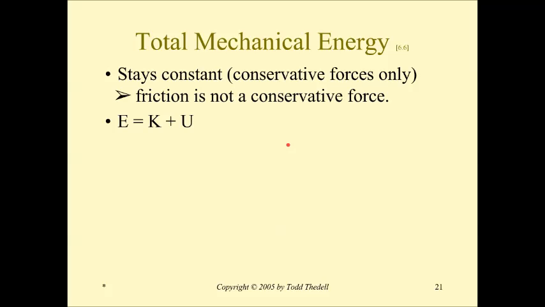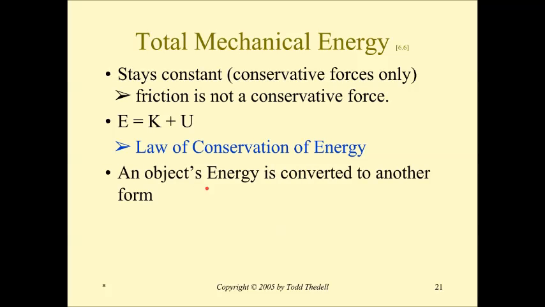So we use a capital E to mean total mechanical energy. And that's going to stay constant. So it's always going to be the sum of the kinetic energy and the potential energy. And this is referred to as the law of conservation of energy. Notice that there's no mention in here of friction. So this is going to be in frictionless situations.